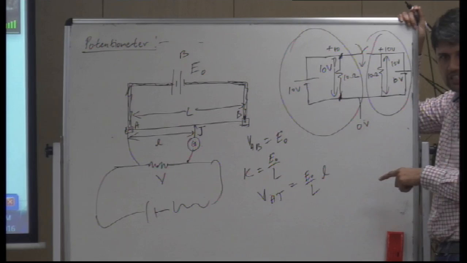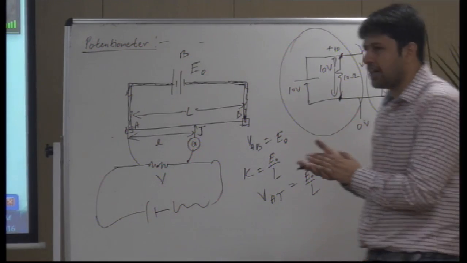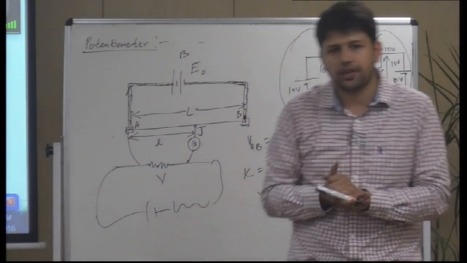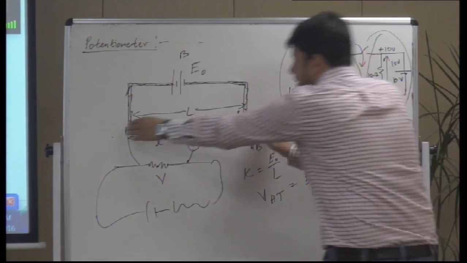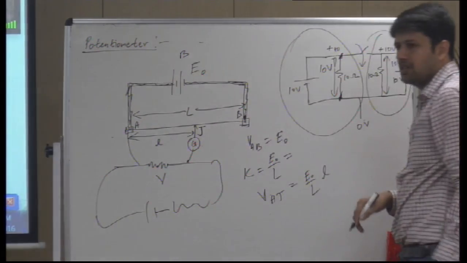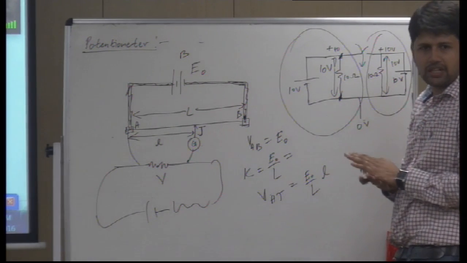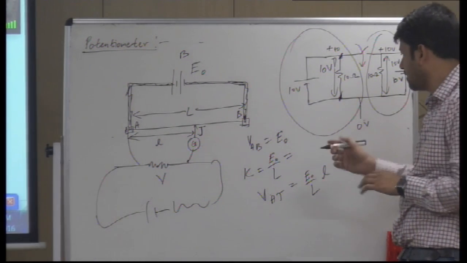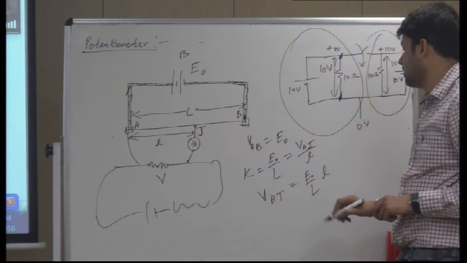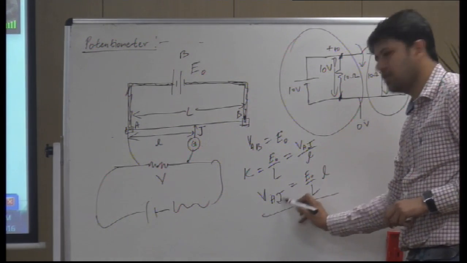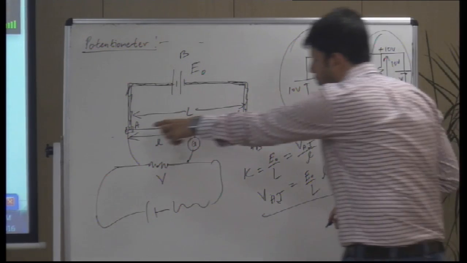What is voltage gradient? Voltage gradient is voltage per unit length, voltage by length. So this is the same for the big part as well as for the small part. Voltage per unit length is the same for all parts. So this is VAJ by small l as well. So the voltage between this portion is this.